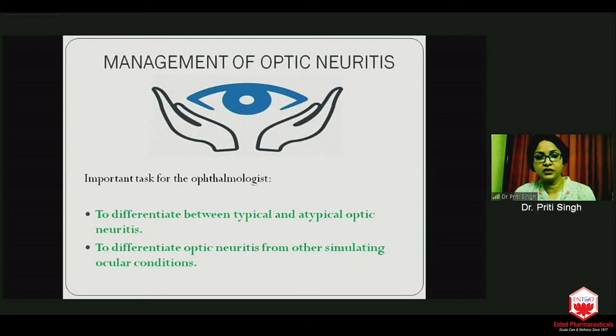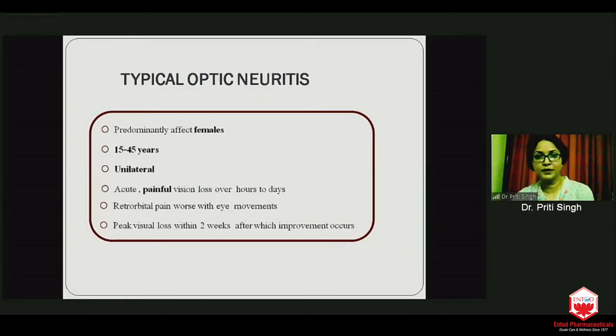Now, the most important task for ophthalmologists regarding the management of optic neuritis is to differentiate between typical and atypical optic neuritis, and also to differentiate optic neuritis from other simulating ocular conditions. Features of typical optic neuritis we have already discussed. Predominantly, it affects females. Age group is 15 to 45. It is mostly unilateral. Acute painful vision loss occurs over hours to days. Retroorbital pain, which worsens with eye movements, and peak visual loss within 2 weeks, after which improvement occurs.